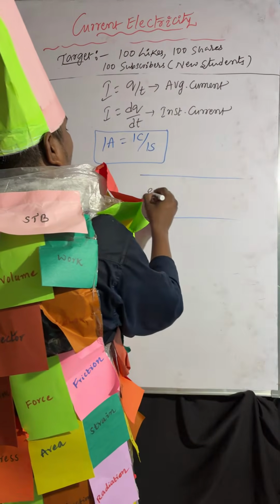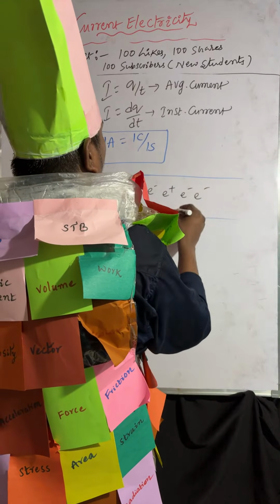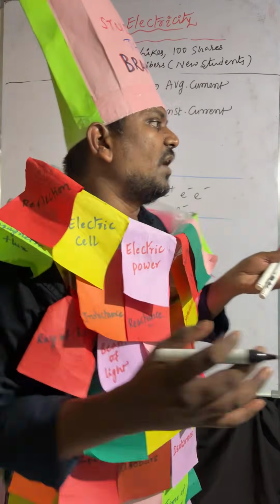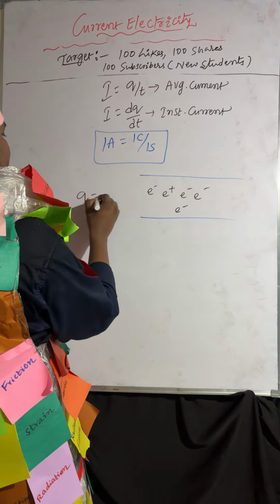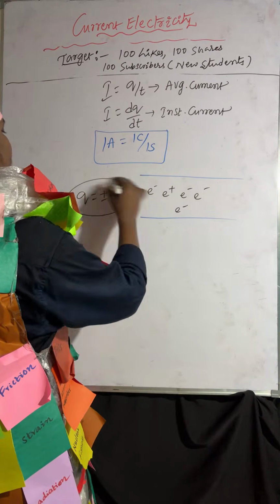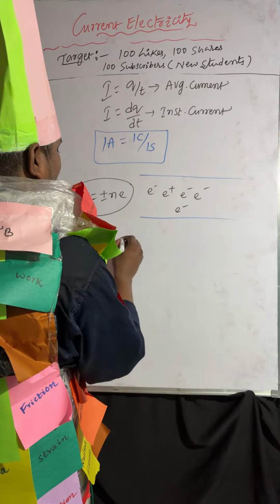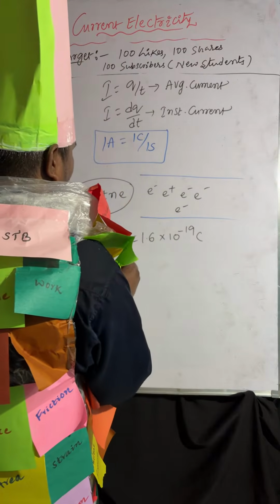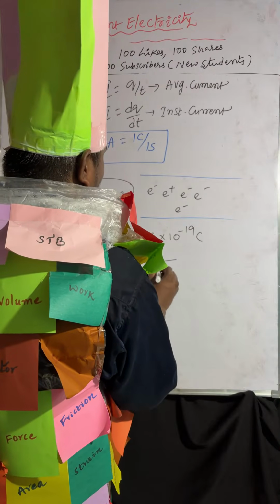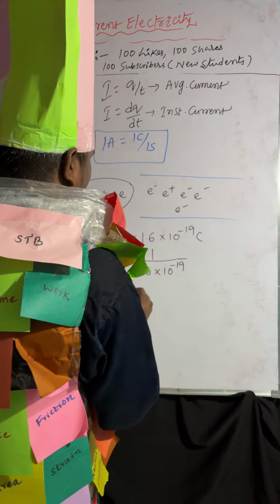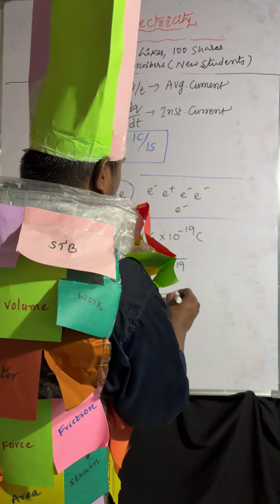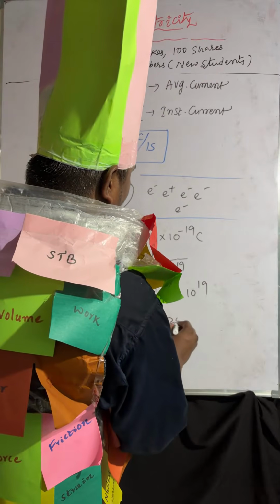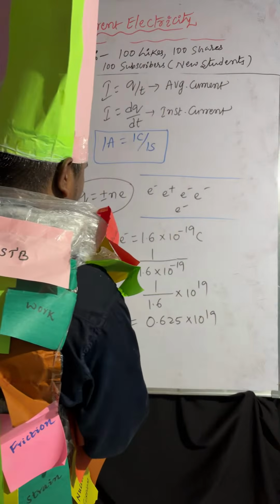Yes or no? So e positive, e negative, e positive, e negative. Charge is quantized. Q equal to plus or minus Ne. On 1 electron, 1.6 into 10 power minus 19 coulomb. In 1 coulomb, 1 by 1.6 into 10 power minus 19, then you will get 0.625 into 10 power 19.